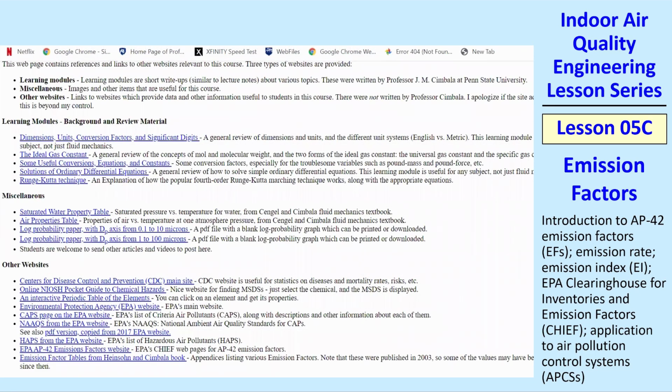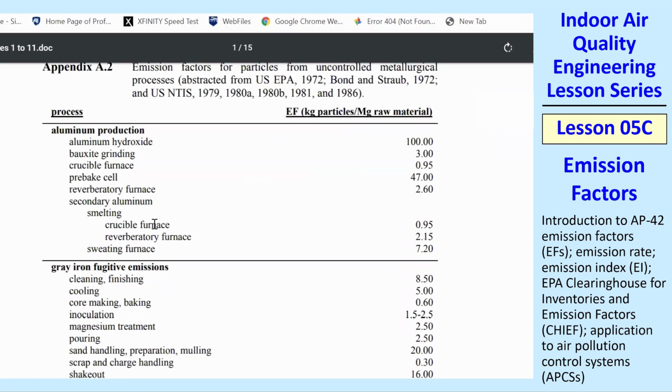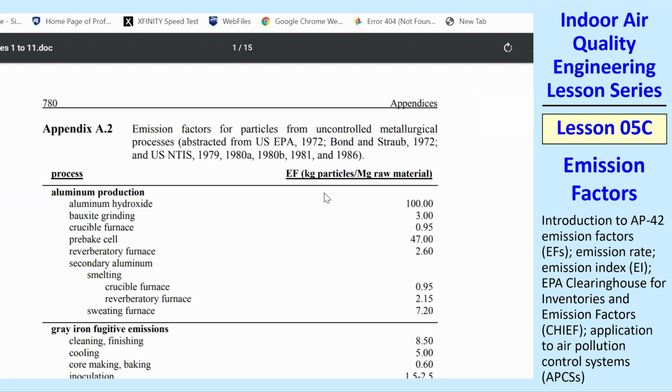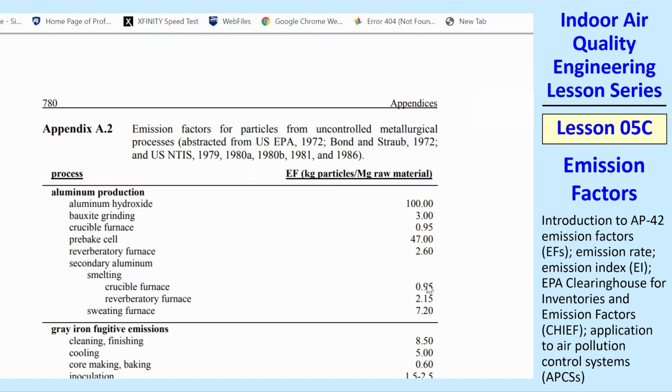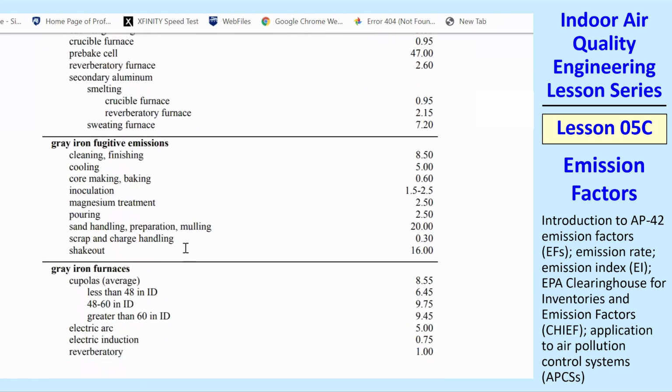And so if you go all the way to the bottom, emission factor tables from Heinsohn and Cimbala book, and you can go down and see all these appendices for various emission factors. And here's the EF in kilogram particles, in this case, per megagram of raw material. So aluminum production, there's some in different furnaces. So if you have a crucible furnace that's smelting aluminum and you're looking at secondary aluminum, you would have a 0.95 EF, which means 0.95 kilograms of particles are generated by this process for every megagram of raw material, being aluminum, that's being used in the process.